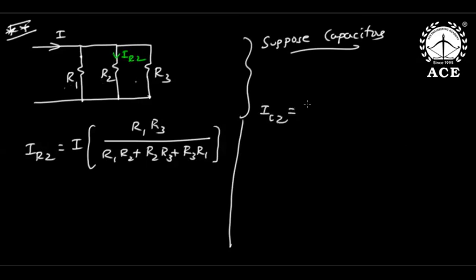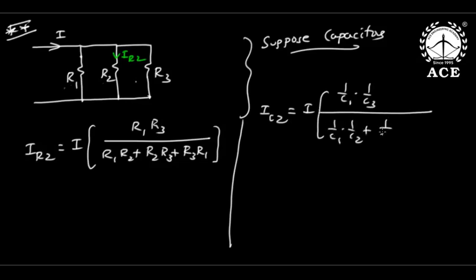IC2 will be total current into product of remaining two, but reciprocate, like 1 by C1 into 1 by C3, by sum of products, but reciprocate: 1 by C1, 1 by C2 plus 1 by C2, 1 by C3 plus 1 by C3, 1 by C1. Please understand what I am trying to say. This IC2 will be total current into first product of remaining two, but reciprocate, 1 by C1, 1 by C3, by sum of products, but reciprocate. Now there is a difference.